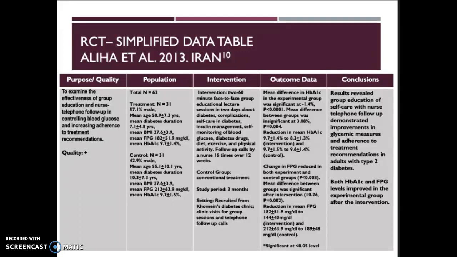In the end, the authors concluded that the group education with telephone follow-up and group based strategies actually improved glycemic measures and adherence to treatment recommendations for adults with type 2 diabetes. Therefore, both hemoglobin A1C and fasting plasma glucose levels improved in the experimental group.